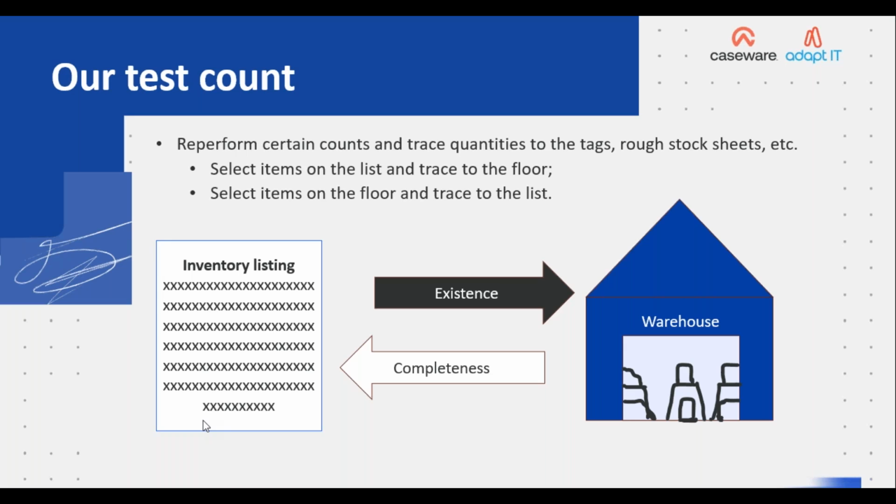On the other end, your test counts will also include selecting the items on the floor in the warehouse and tracing it back to the listing that you've obtained based on the client count performance. In this procedure, you're testing for completeness. You see an item on the floor in the warehouse. When I say on the floor, it's anywhere in the warehouse, you want to take it back to the inventory list.